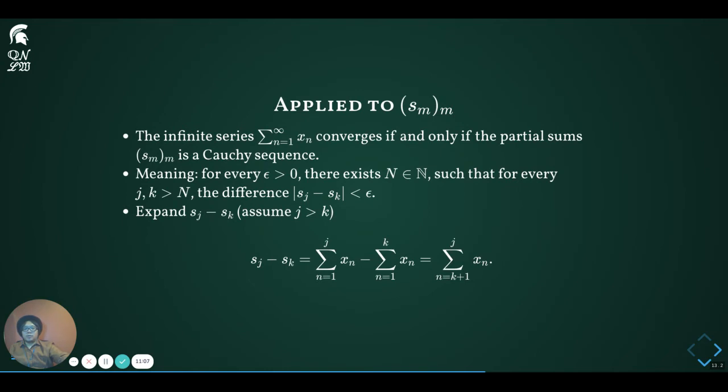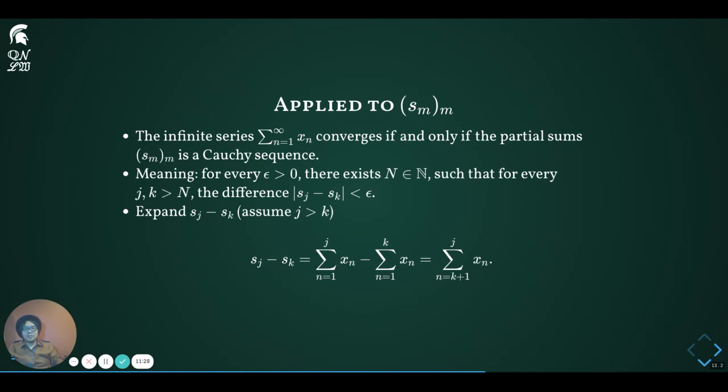Applying Cauchy's criterion to the sequence of partial sums, we see that the infinite series converges if and only if its sequence of partial sums form a Cauchy sequence. Now, the determiner of a Cauchy sequence is this paired difference between terms, s sub j minus s sub k.